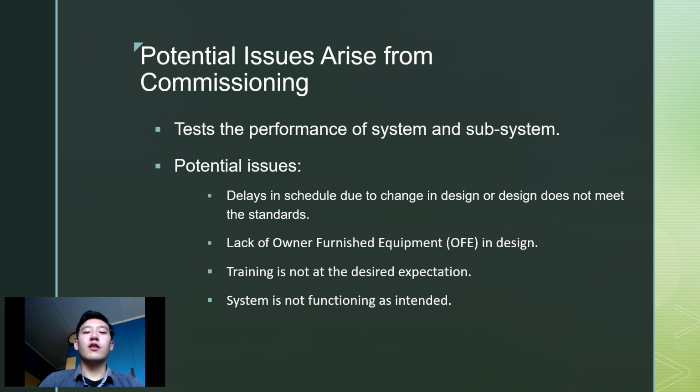Commissioning is the final phase in the completion of construction, where all systems and subsystems are tested for their performance. During this phase, there are plenty of issues that can be prompted, such as delays in schedule, lack of owner-furnished equipment, uncompleted training, and the system not functioning as intended. In the next slide is where issues can arise from our project during commissioning.